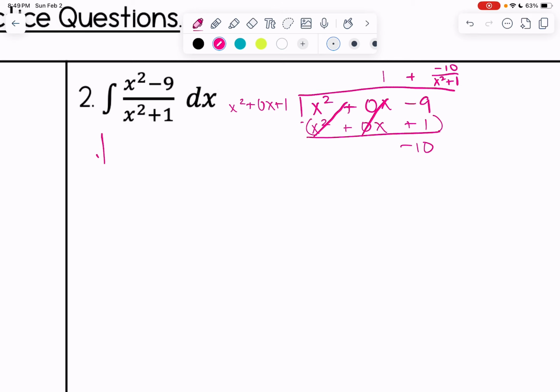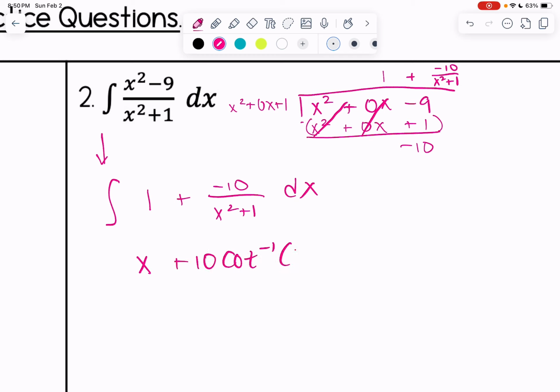So our problem here is really asking us, okay, what's the integral of 1 plus negative 10 over x squared plus 1 dx? So let's integrate each part separately. The antiderivative of 1 is just x. Now I have the inverse cotangent again, so I'm going to say that this is plus 10 inverse cotangent of x squared plus 1 plus c.